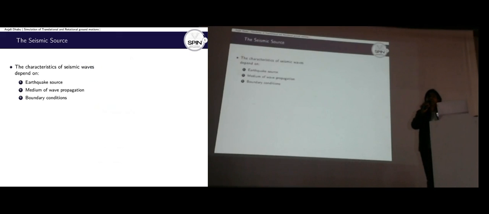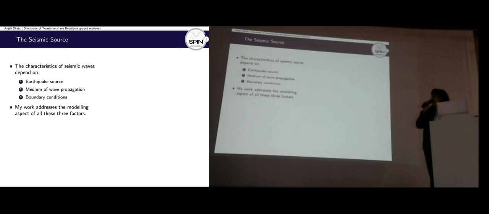We know that the characteristics of the ground motions are affected by three main factors. First is the seismic source. The second is the medium of wave propagation. And third is the boundary conditions. So in my PhD, I have tried to address the modeling aspects of all these three factors.